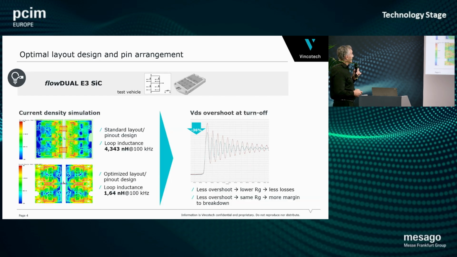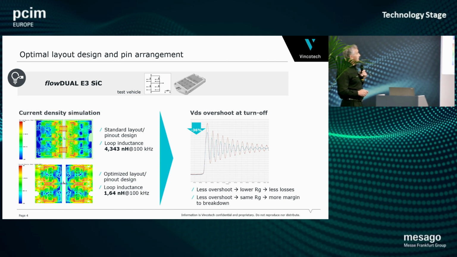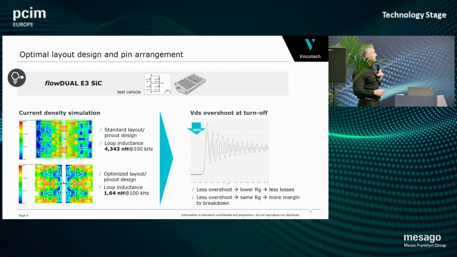Going now to the layout design. We took here as a test vehicle the Vincotech flow dual E3 silicon carbide, which is a 2 millimeter half-bridge module using parallel silicon carbide devices in an industry standard pinout arrangement. On the left side, we see a benchmark of the current density simulation between this standard pinout and an optimized layout or pinout in terms of symmetry.